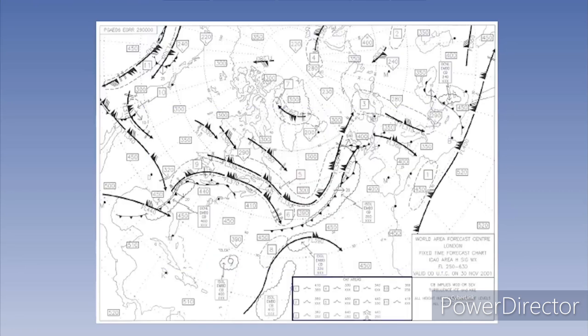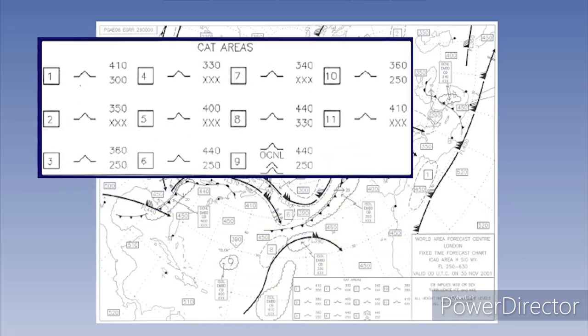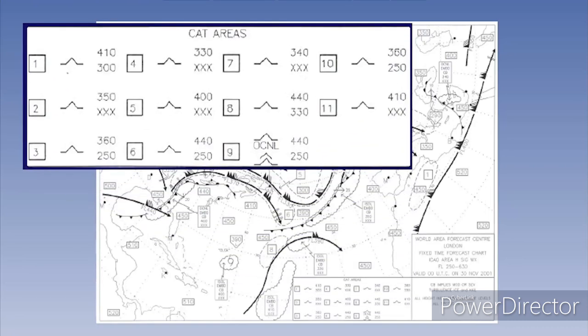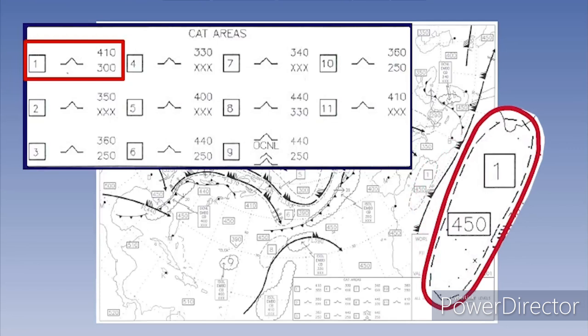WAF's SIG weather charts, which are produced by WAFC London, contain one additional legend. This highlights the flight levels between which clear air turbulence, or CAT, can be expected. In the legend, each area of CAT has a number. This corresponds to a numbered area on the chart, enclosed by a dashed line.